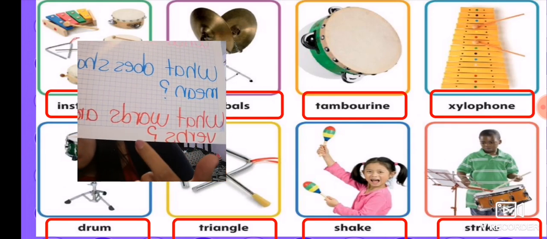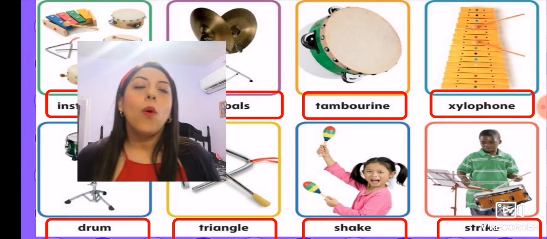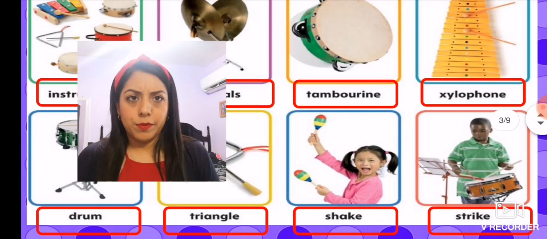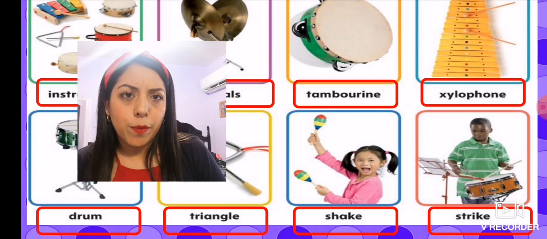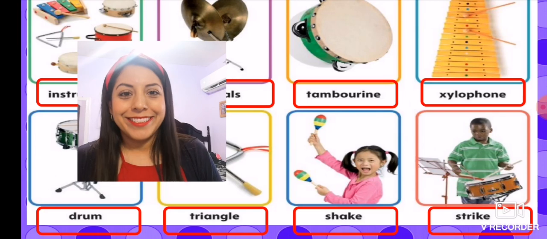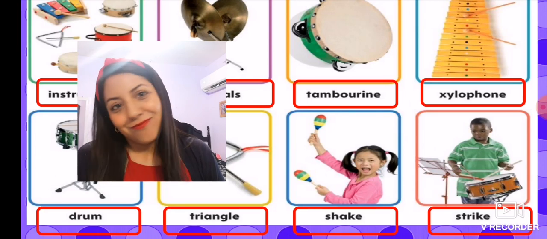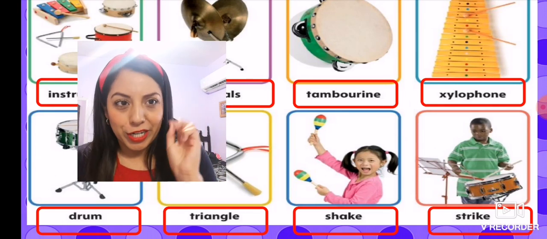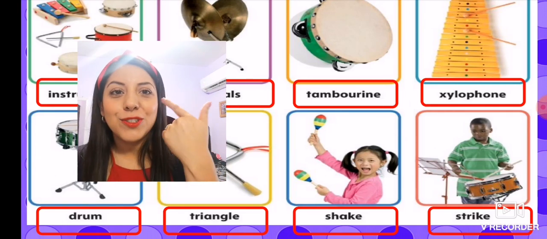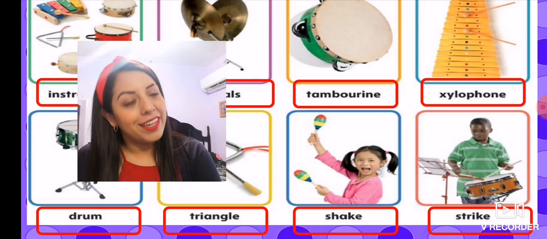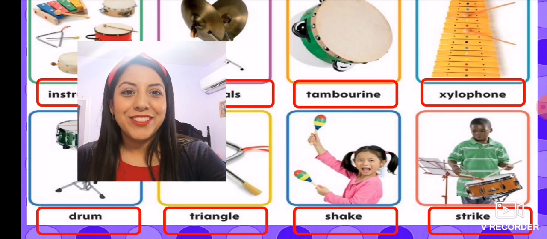What words from this vocabulary are verbs? Is tambourine a verb? Is xylophone a verb? No. Are drums verbs? We have two verbs. Verbs are action words: shake and strike. Shake is one thing and strike is a different thing. Okay? Now let's continue. Shall we?